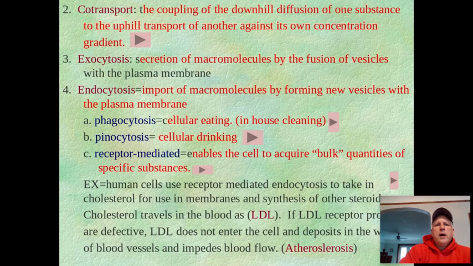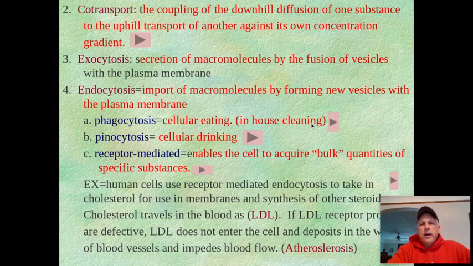Okay. Then we've got endocytosis and exocytosis. Try not to get these backwards. Exo is secretion of a macromolecule by the fusion of vesicles. Endo is the import of macromolecules by forming a new vesicle. So what is the difference? Endo means inside, exo means outside. So endo, we want to focus in on that one. I'm not going to talk much about exo. We'll get it later. Phagocytosis, which means to eat.